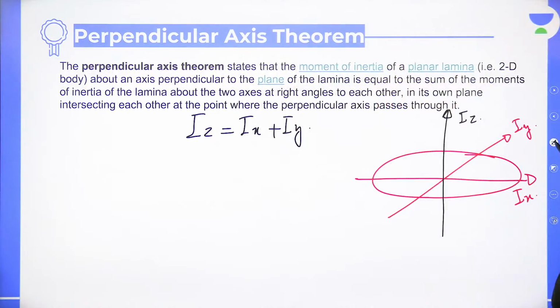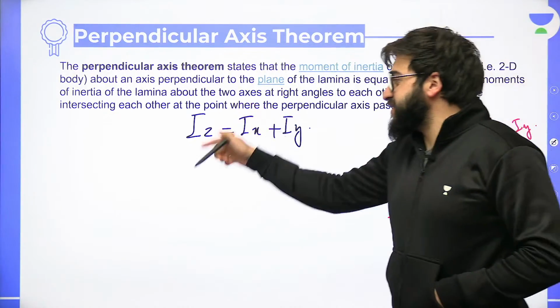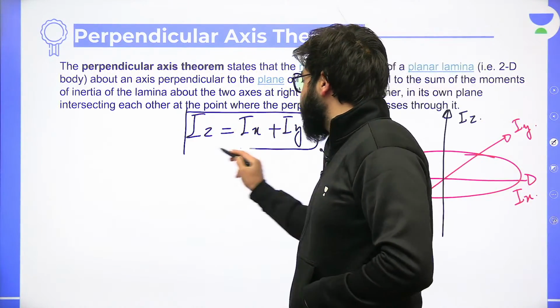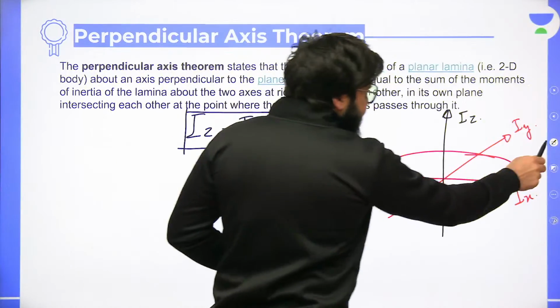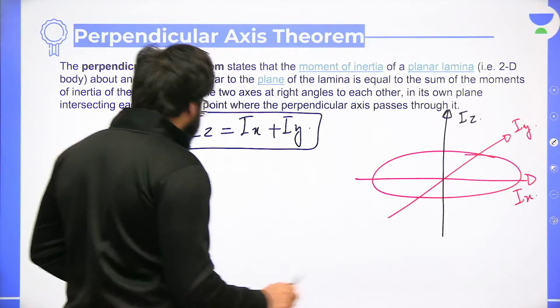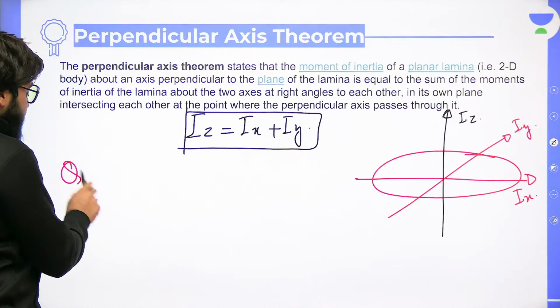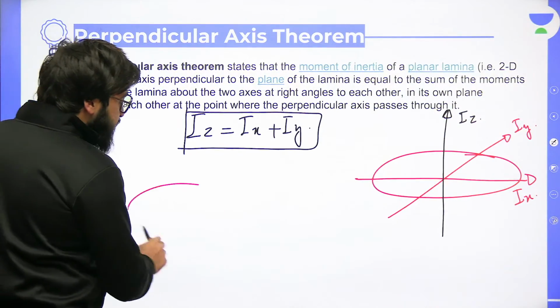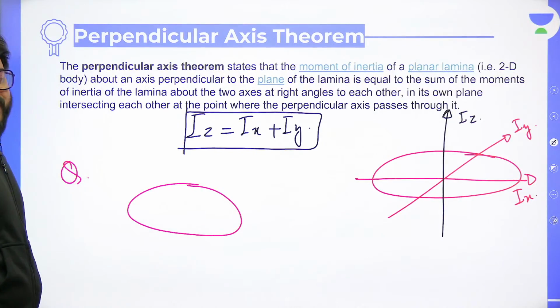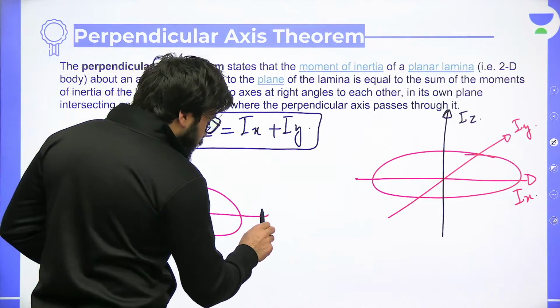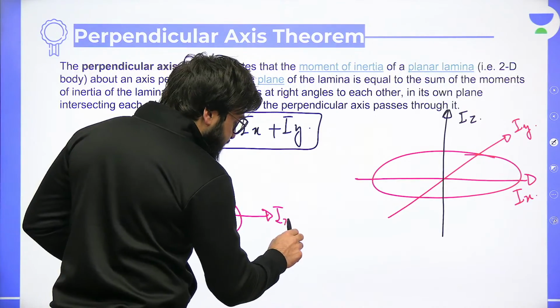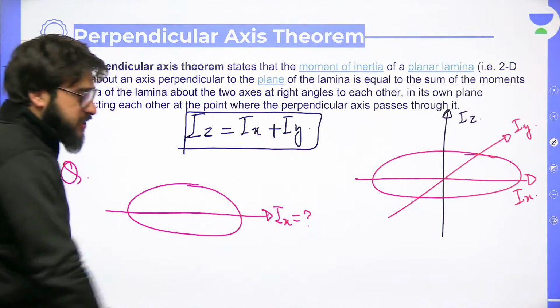So I can definitely say this is nothing but the perpendicular axis theorem. Now, there is a question. Let's solve a question on this one, so that will give you the exact feel of it. The question is something like this. This is a disk. I'll take a disk only. And you are supposed to tell me the moment of inertia about this Ix. How much is the moment of inertia about this Ix?